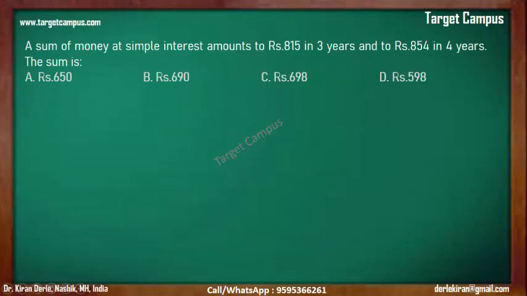So first question, let's move it fast. A sum of money at simple interest amounts to rupees 815 in 3 years and to rupees 854 in 4 years. The sum is? So the question is of simple interest, right?